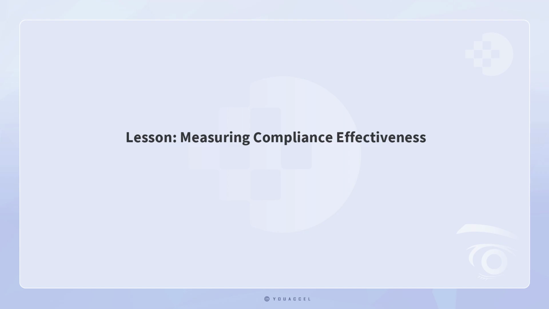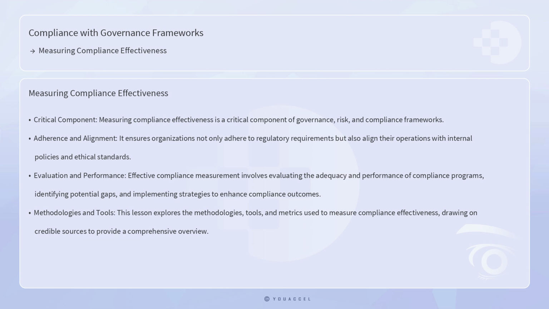Lesson: Measuring Compliance Effectiveness. Measuring compliance effectiveness is a critical component of governance, risk, and compliance frameworks. It ensures organizations not only adhere to regulatory requirements, but also align their operations with internal policies and ethical standards. Effective compliance measurement involves evaluating the adequacy and performance of compliance programs, identifying potential gaps, and implementing strategies to enhance compliance outcomes. This lesson explores the methodologies, tools, and metrics used to measure compliance effectiveness, drawing on credible sources to provide a comprehensive overview.